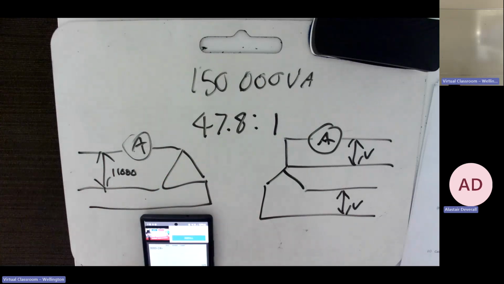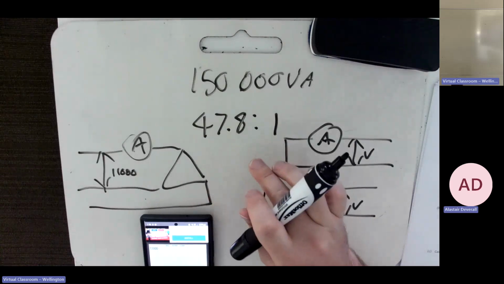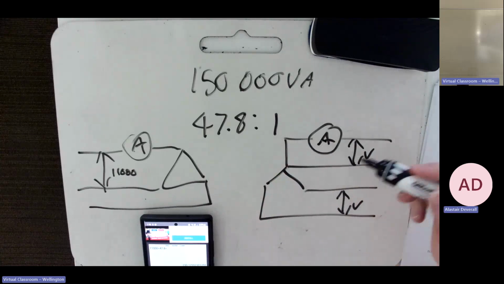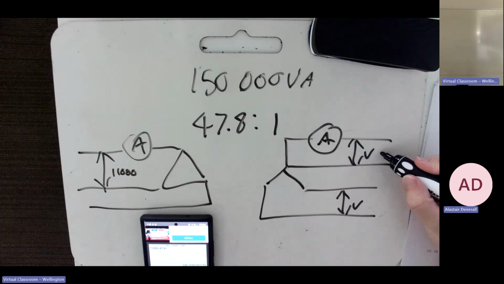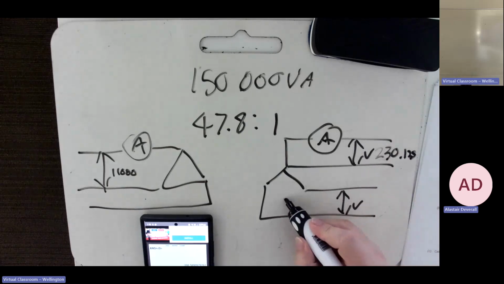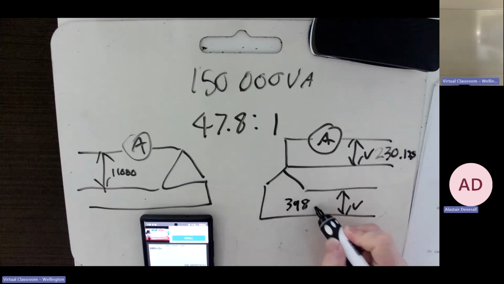To start with, we're going to get our 11,000 and divide it by our 47.8. That gives us 230.1255. So my voltage here is 230.125. Then we multiply that by the square root of 3, and that will give us our voltage between these two lines, which is 398.589, so 59.